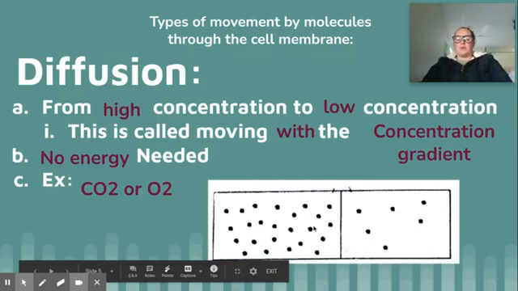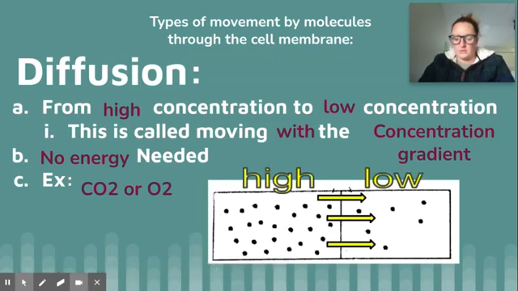If we look at this picture, you can see that there's a high concentration of these dot molecules on the left-hand side and a low concentration of these molecules on the right-hand side. So the molecules are going to move from left to right, okay?